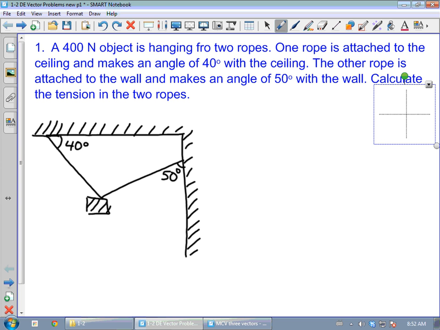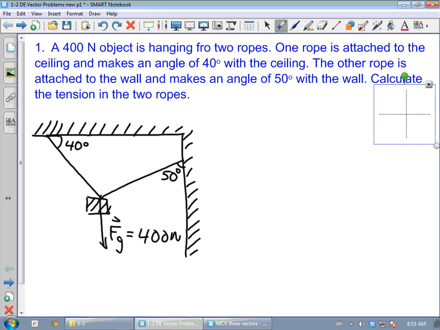So what's happening in this situation here is the mass of our object is pulling down. This is the force of gravity due to this object. And we're told what that force is, 400 newtons. So that's giving us the weight, or the gravitational force, that this object exerts.